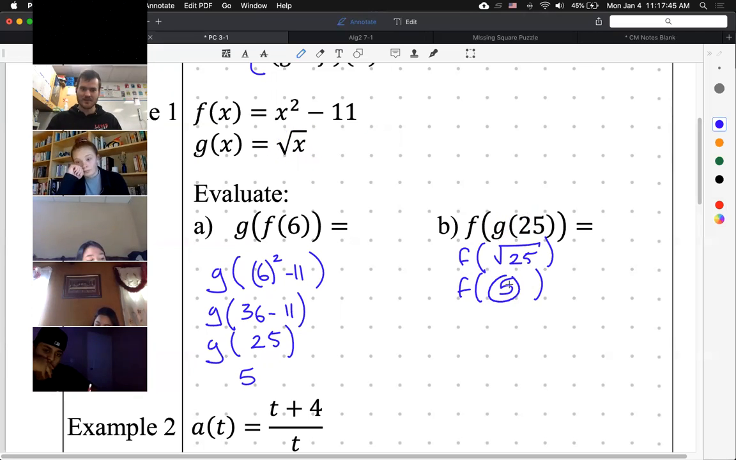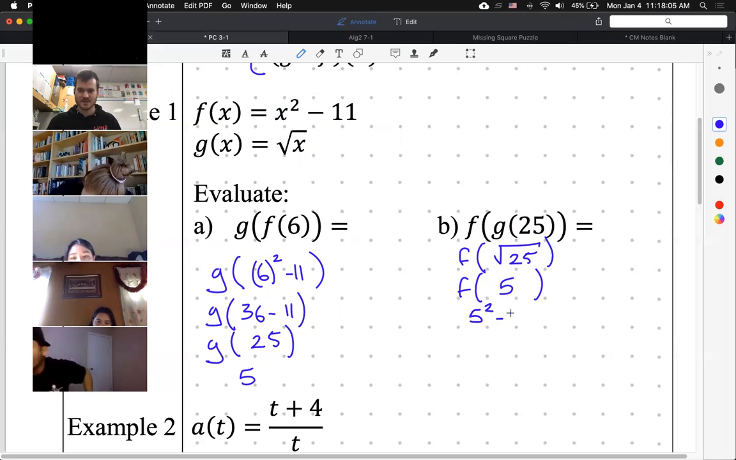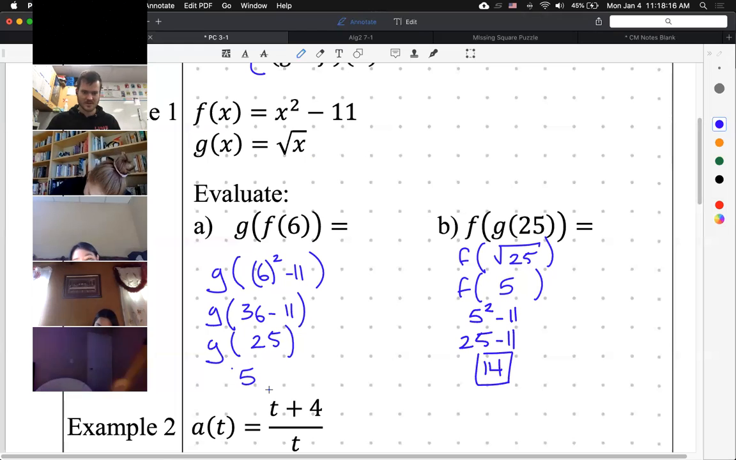Then we plug 5 into the next one. I need another volunteer, just try to get more people in here. When I plug 5 into F now, F is x squared minus 11. What is that going to be? You can just read it out. Just help me plug it in. Yeah, Beverly? It's going to be 5 squared minus 11, which is 25 minus 11, which is 14. There it is. Nice. We can box our answers.